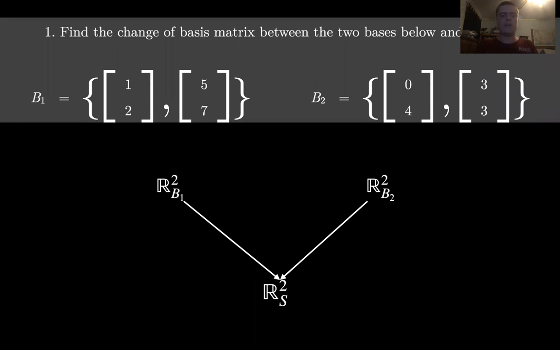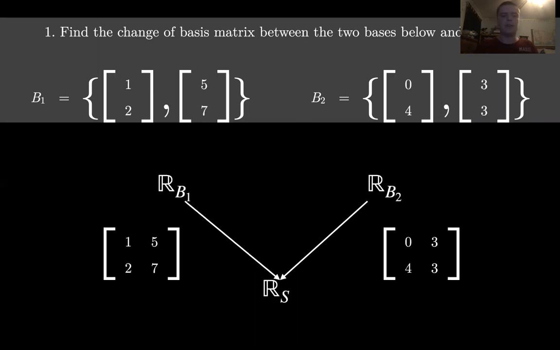So we can easily get these change of basis matrices by just reading the elements of the vectors in each basis. When we do that, we get 1, 5, 2, 7 for the change of basis matrix from B1 to standard, and 0, 3, 4, 3 for the change of basis matrix from B2 to standard. However, notice we want the change of basis matrix from B1 to B2. We can go from B1 to S, but right now we can't go from S to B2.